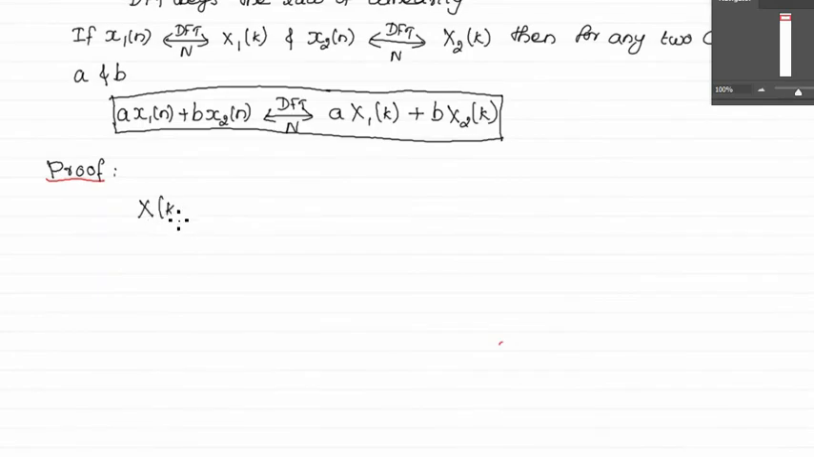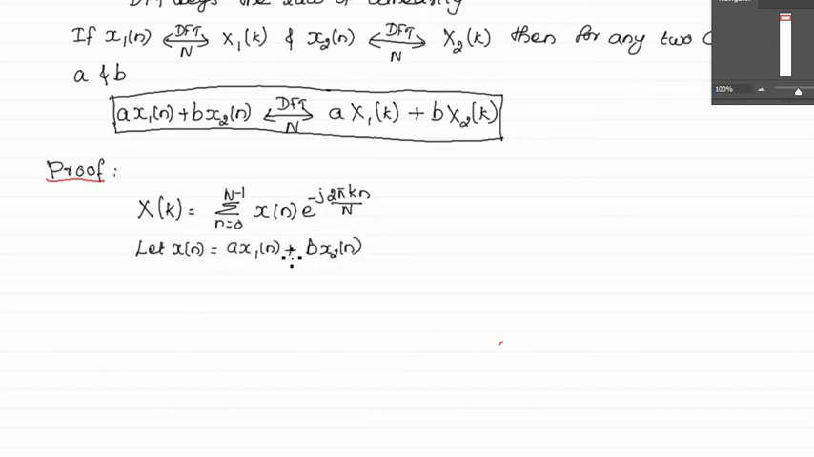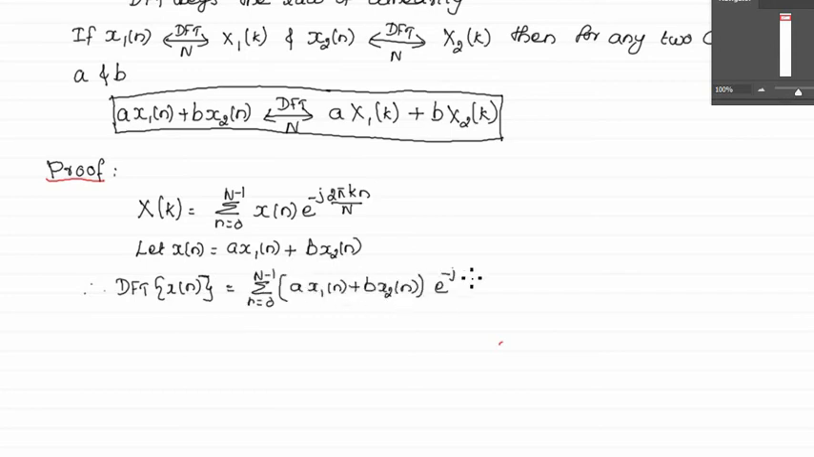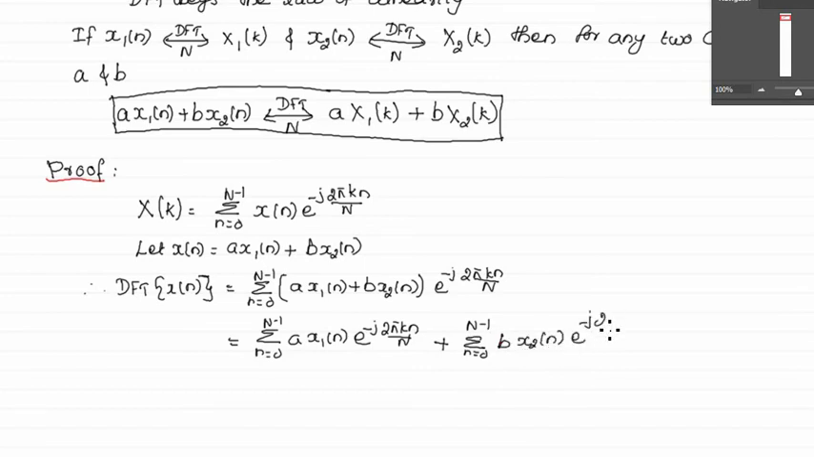We know the DFT of signal x of n is given by X of k equal to summation n equal to 0 to N minus 1 x of n into e power minus j 2 pi kn by N. Now we are considering x of n equal to a into x1 of n plus b into x2 of n. So in the place of x of n, we take a into x1 of n plus b into x2 of n, and separating these two terms, that is summation n equal to 0 to N minus 1 a into x1 of n into e power minus j 2 pi kn by N, plus the next summation n equal to 0 to N minus 1 b into x2 of n into e power minus j 2 pi kn by N.